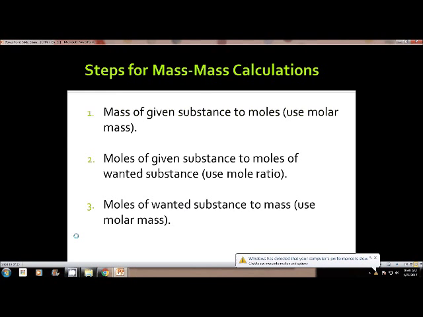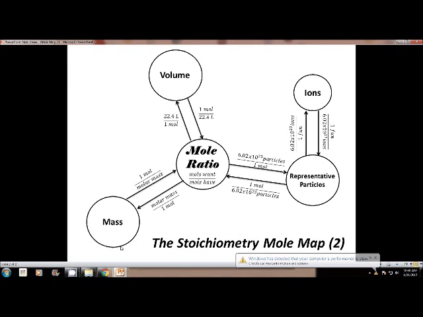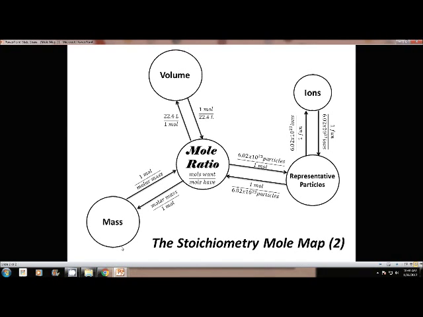So, looking at our mole map quickly, we're doing this today. Don't write this down on your thing because it's not going to happen every day. We're starting in the mass circle. We're going to go up to the mole ratio, and then after the mole ratio, we're going to go back to mass. I call it a loop-de-loop problem because you're just looping around. When we start in the mass circle, this is our mass over 1, just like we've done with any number given over 1.